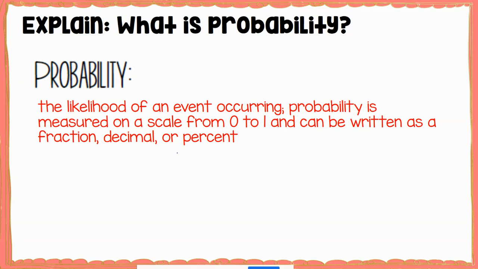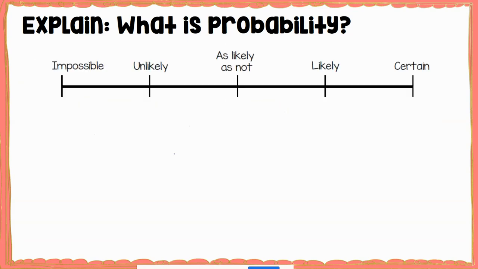We will represent probability on a scale from 0 to 1, which can be written as a fraction, a decimal, or a percent. If you look below that, you can see a number line. That number line is broken up into impossible, unlikely, as likely as not, likely, and certain.